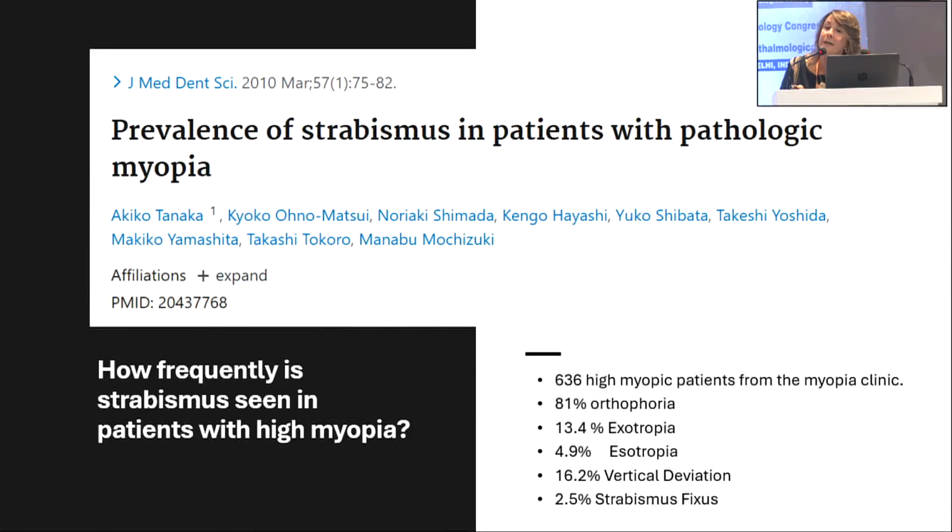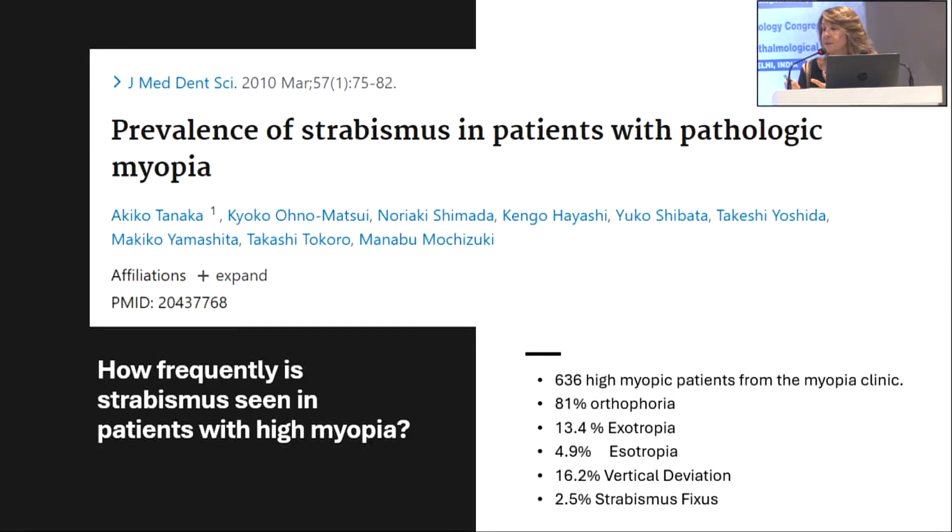But how frequently can we encounter strabismus in patients with pathologic myopia? One of the largest papers on this topic is the one published by Dr. Tanaka and co-authors at the Tokyo Medical and Dental University, who looked retrospectively into 636 high myopic patients from his myopia clinic. They found that almost 20% of their patients suffered from strabismus.